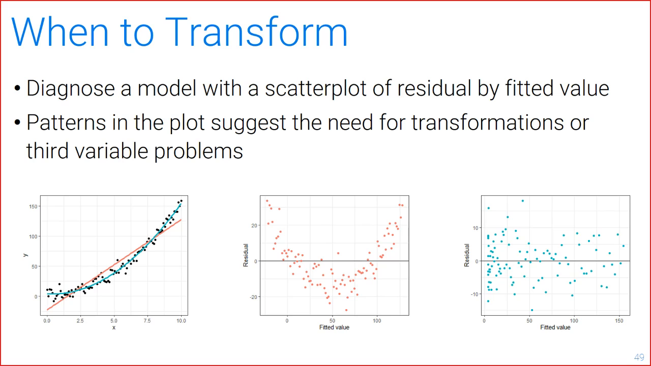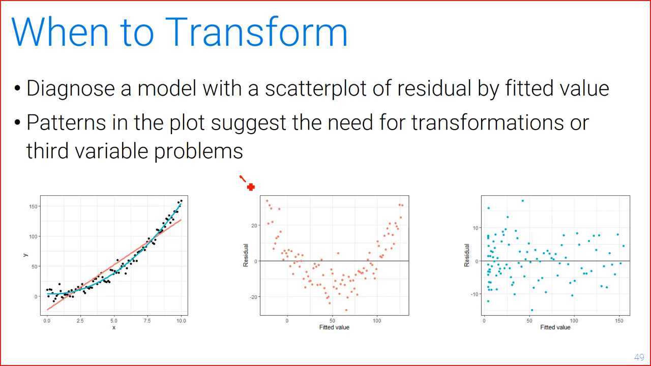So when should you transform? That's a good question. The point is you have to diagnose a model always with a scatter plot of residuals versus fitted value, the one that I told you in the beginning. And if you see patterns in the plot, that suggests transformations or the need for other variables. So imagine here we have this toy example between variables x and y. We have some observations, and then we could choose a straight line, just a linear model, no transformation. That would be the red line over here. That would be fine in principle.